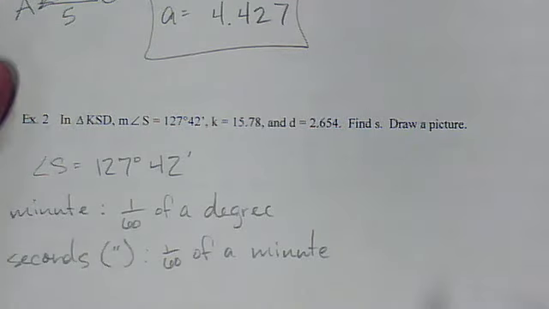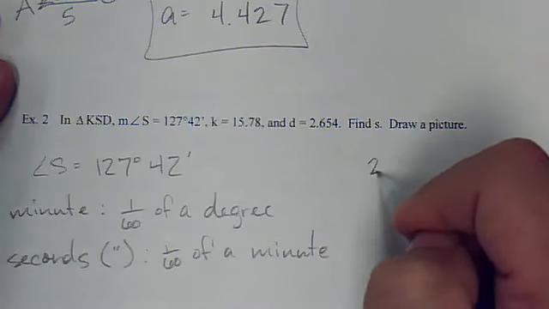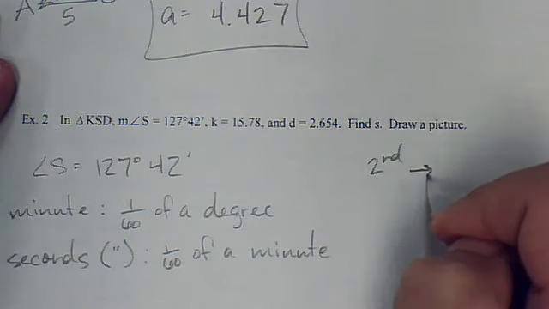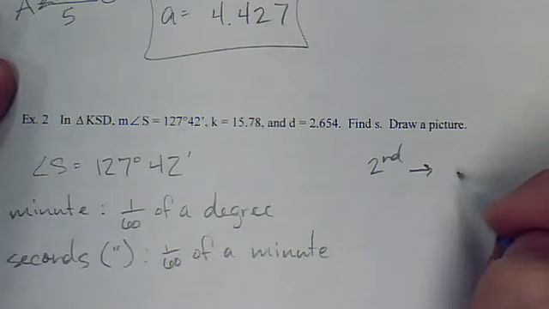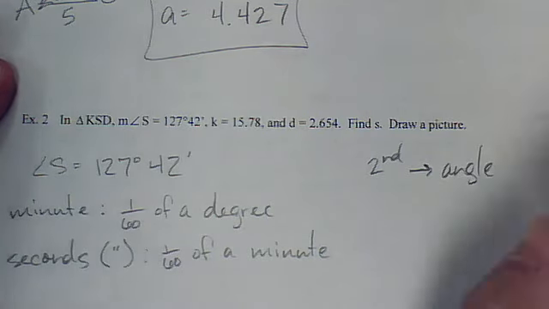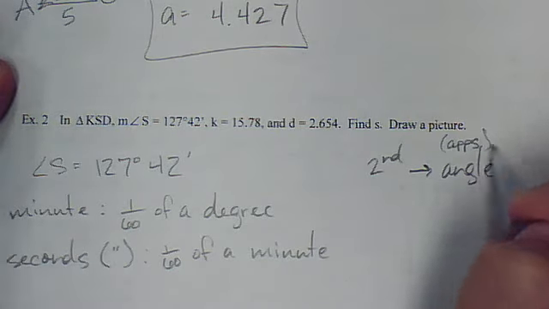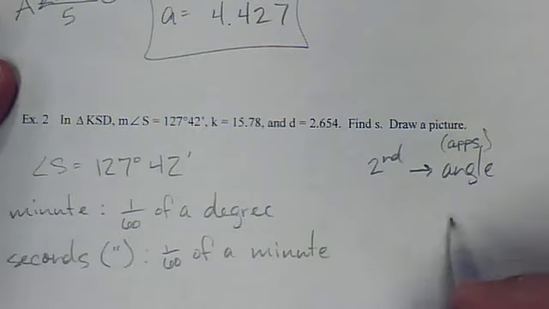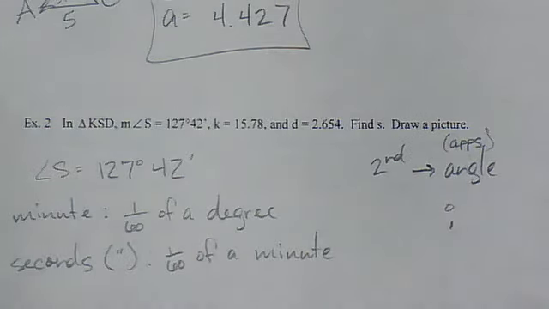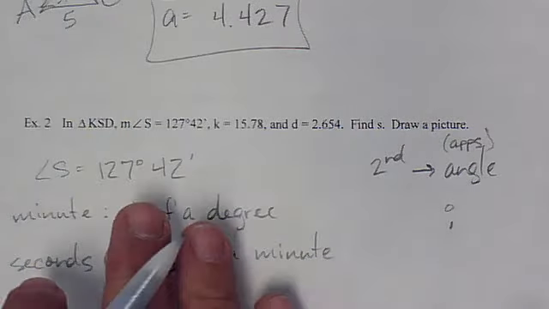Okay. Now, on your calculator, if you hit second, apps, which is actually angle. But that's the apps button, APPS. You'll see degree, you'll see minute, and you'll see some other stuff. But that's where you'll find that whenever you plug it in your calculator.